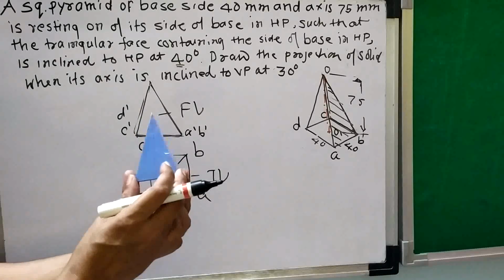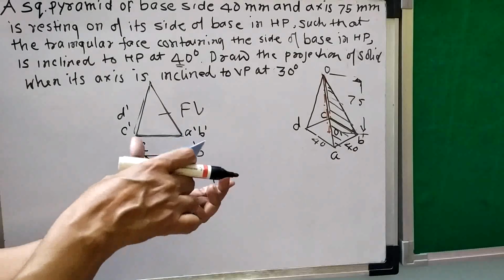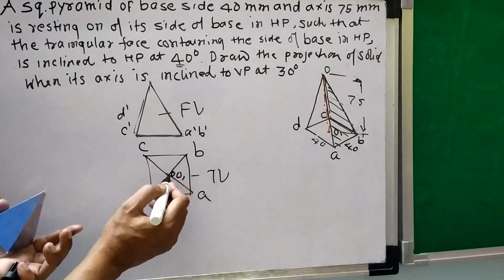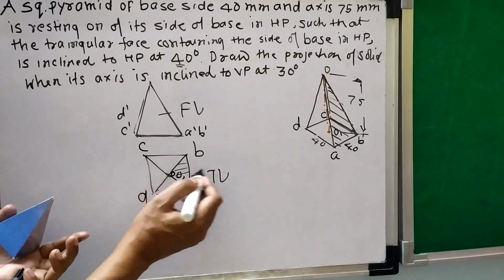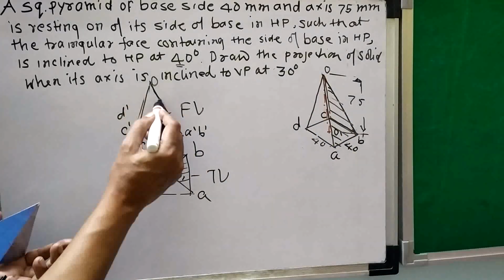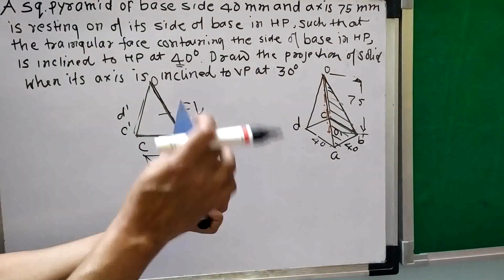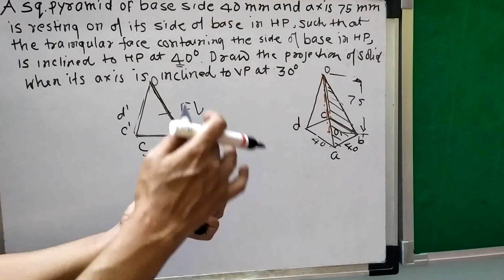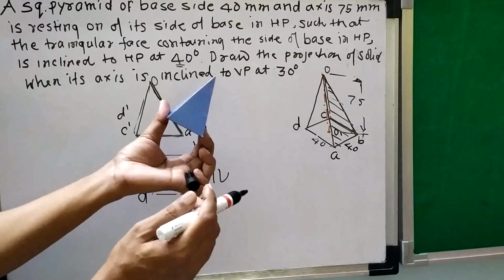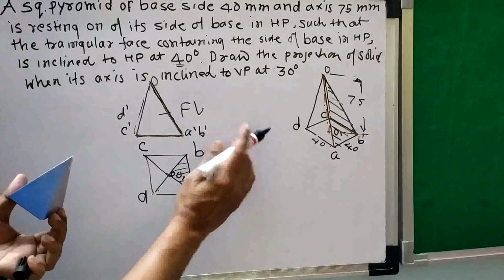Now what I will do, I will turn this face. When I turn this face, making this face inclined to HP at 40 degrees, which face is that? It is the face OAB. This face looks like a line when you see this. When you turn this surface, this line will turn at what angle? It will turn at an angle of 40. So I will turn this at an angle of 40.